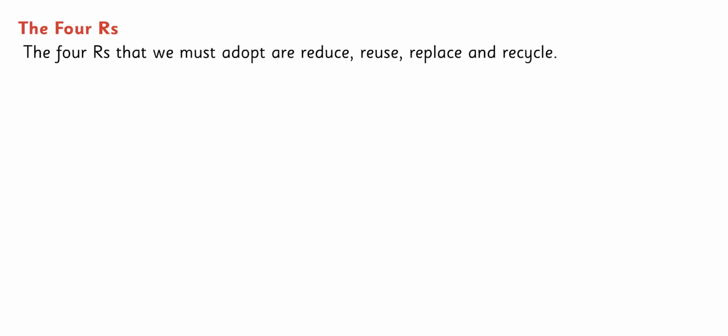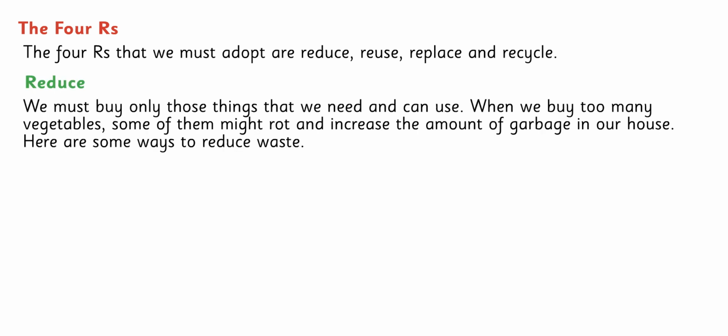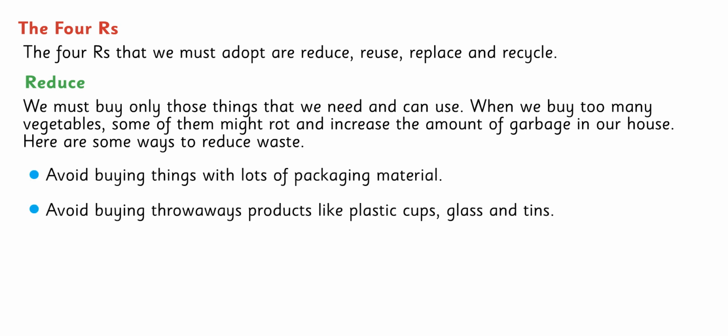The 4 R's. The 4 R's that we must adopt are reduce, reuse, replace and recycle. Reduce. We must buy only those things that we need and that we can use. When we buy too many vegetables, some of them might rot and increase the amount of garbage in our house. Here are some ways to reduce waste. Avoid buying things with lots of packaging material. Avoid buying throwaway products like plastic cups, glass and tins.